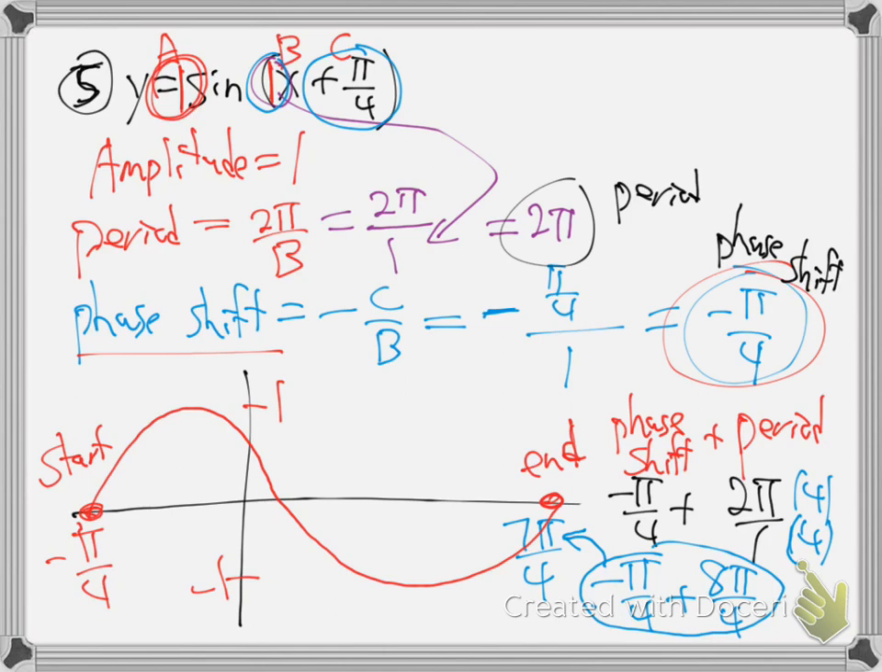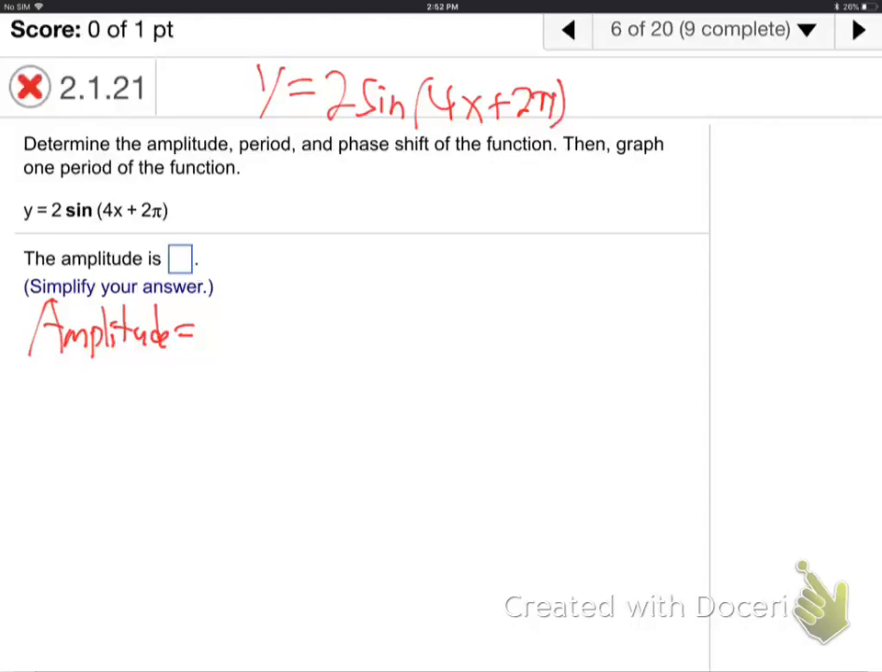All right, so let's try another. Amplitude is 2. They're going to ask, what's the period? So remember how we find period? The formula is 2 pi over b.